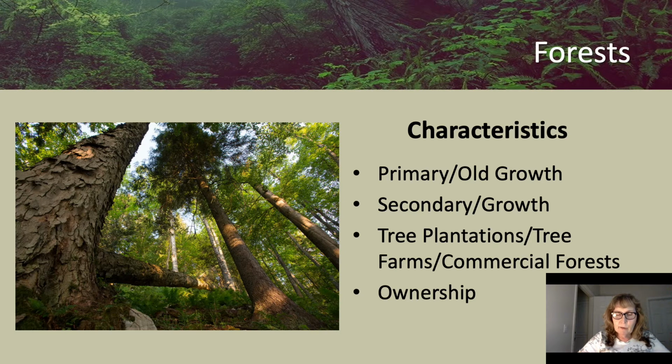The other major forest type is that of the secondary growth forest, a stand of trees that has resulted from secondary ecological succession from a natural or anthropogenic disturbance. Finally, tree plantations, tree farms, commercial forests. These are managed tracts with uniformly aged trees of one or two genetically uniform species, usually harvested by clear cutting as soon as they become commercially viable.